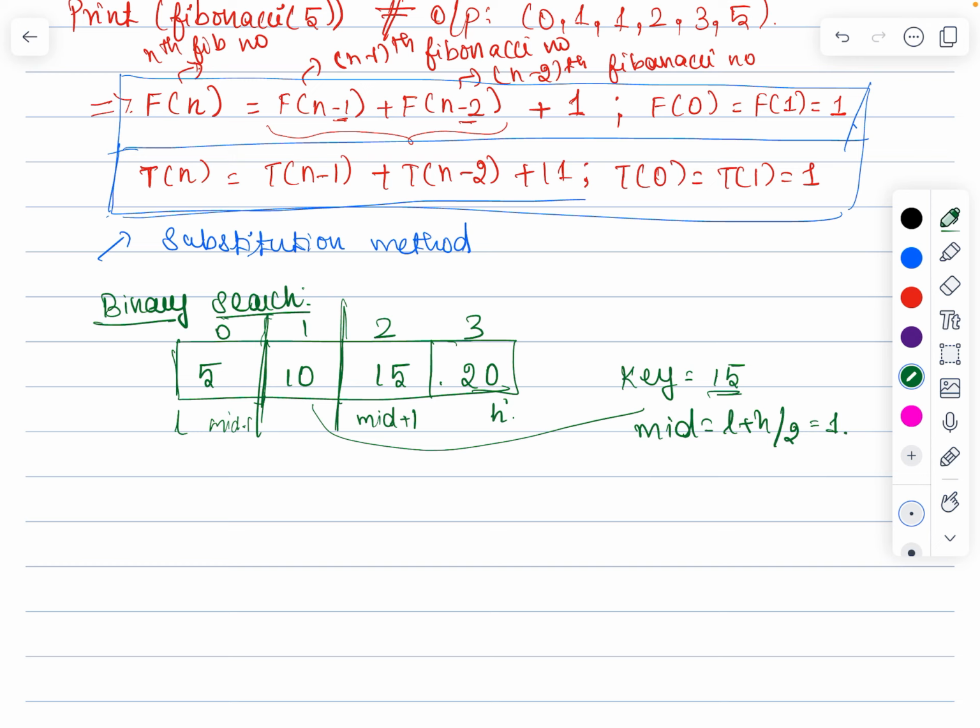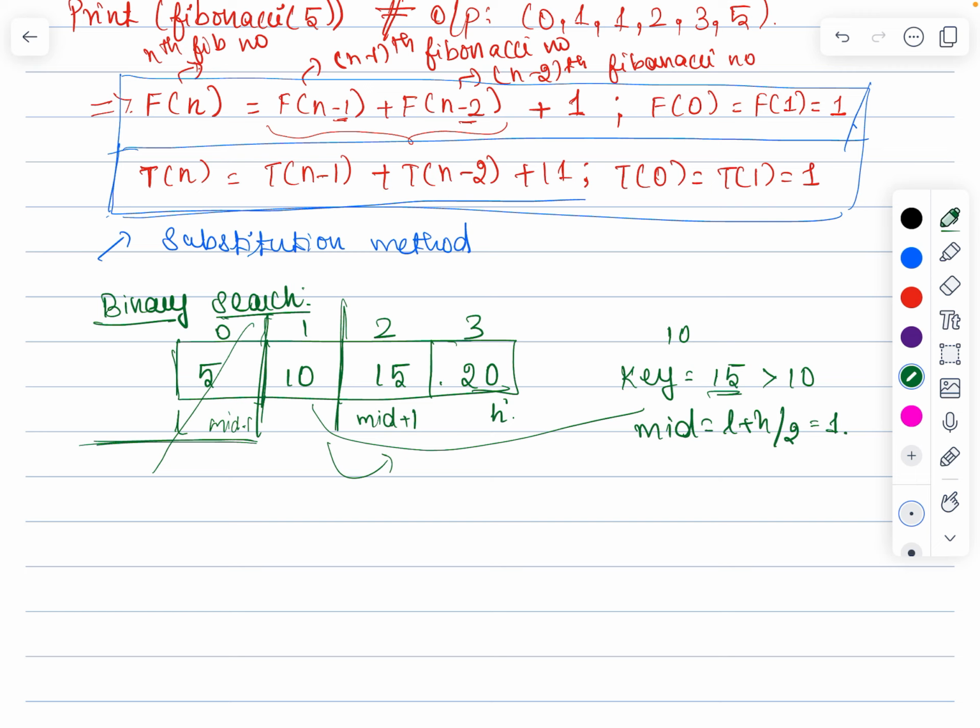If the mid element is 10, you have to compare the mid element along with the key element. When you compare, if the key value is greater than the mid element, we are supposed to concentrate on the right hand side, because it is already in ascending, sorted order. If it is greater, definitely only the right hand side of the mid is where the key element is going to be. So we ignore the left sub problem completely, since the key element is greater than the mid element.